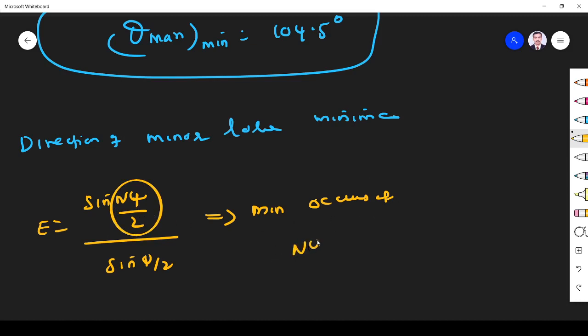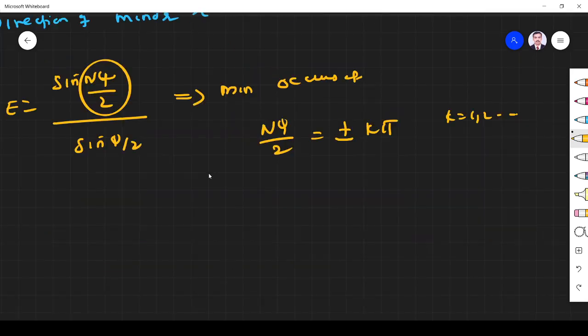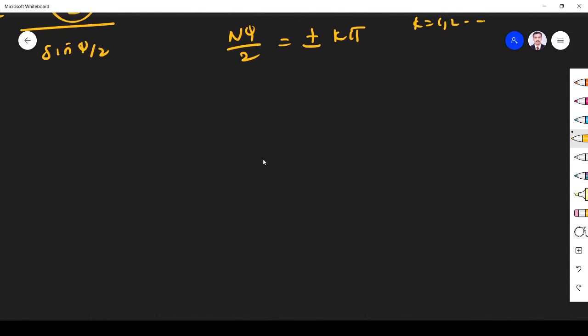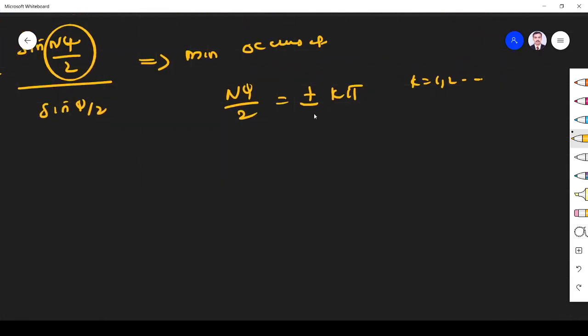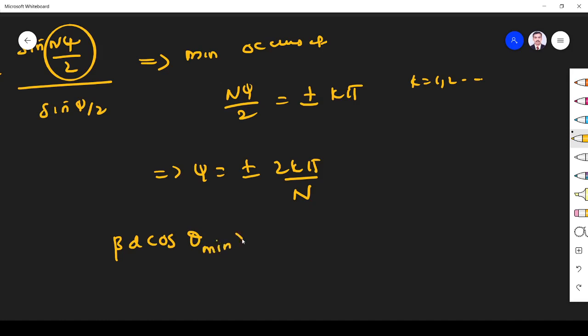So n psi by 2 is equal to plus or minus k pi, where k is equal to 1, 2, 3. When k is equal to 1, n psi by 2 is equal to pi, so sin pi is 0. So minimum will occur. 2 pi, sin 2 pi is 0, so minimum will occur. So this indicates n psi by 2 is equal to plus or minus k pi. This implies psi is equal to plus or minus 2k pi by n. Psi we know is beta d cos theta plus alpha, for the minor lobe minimum.